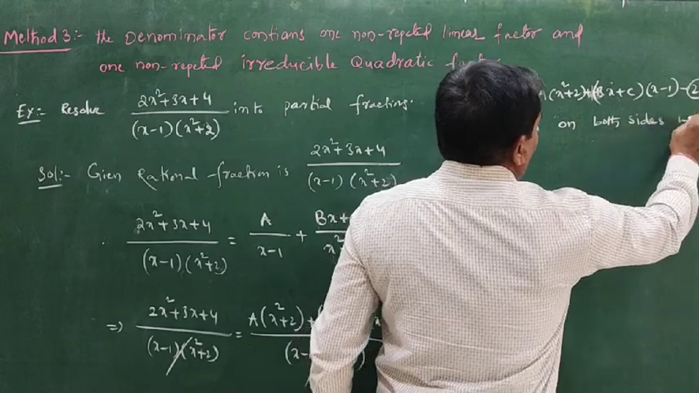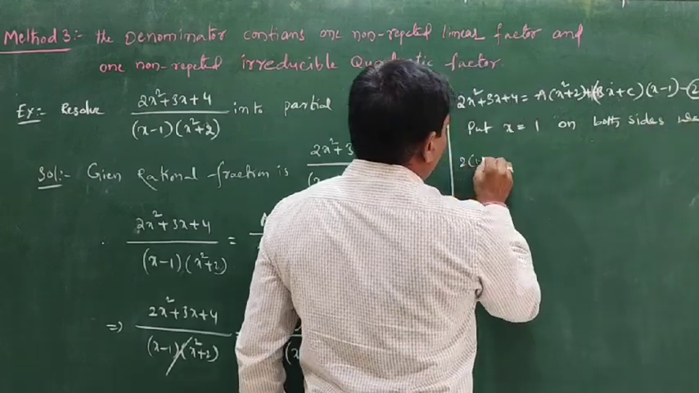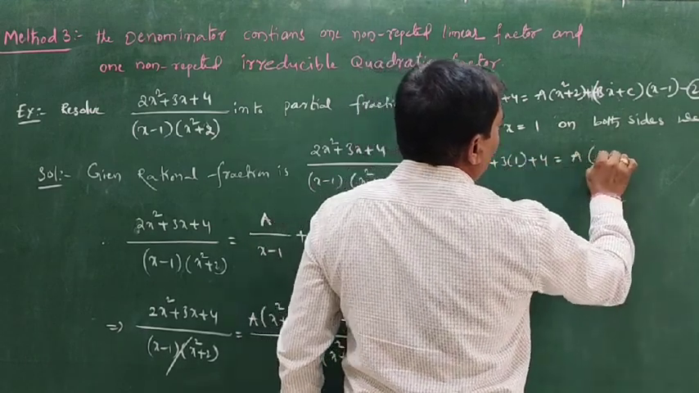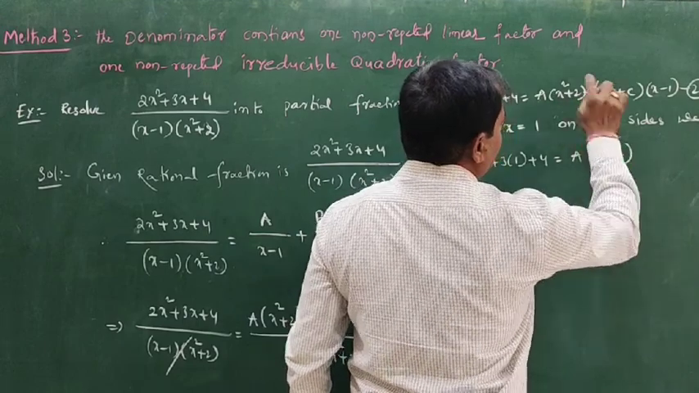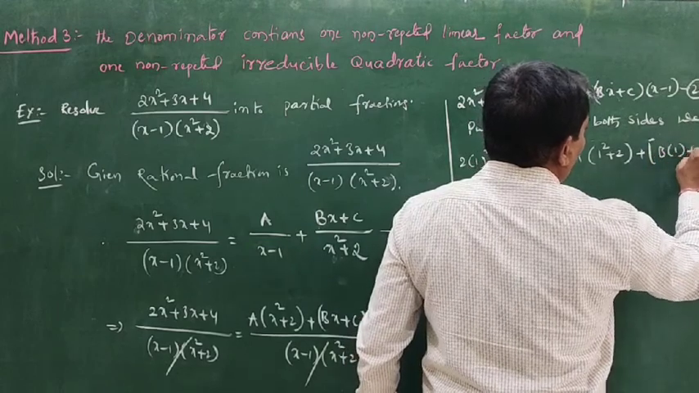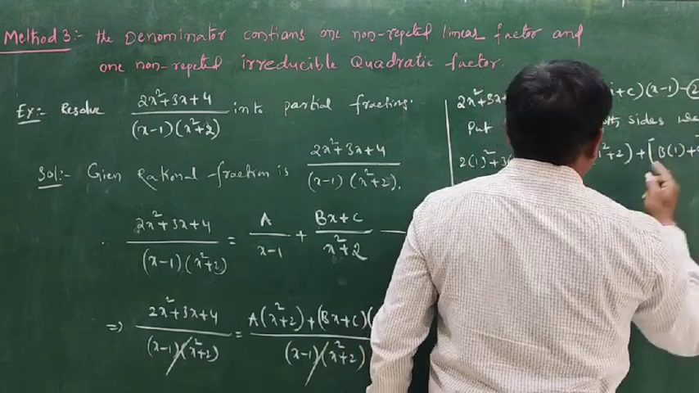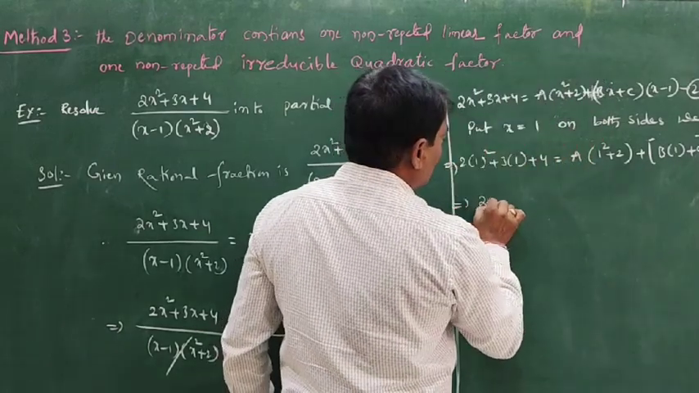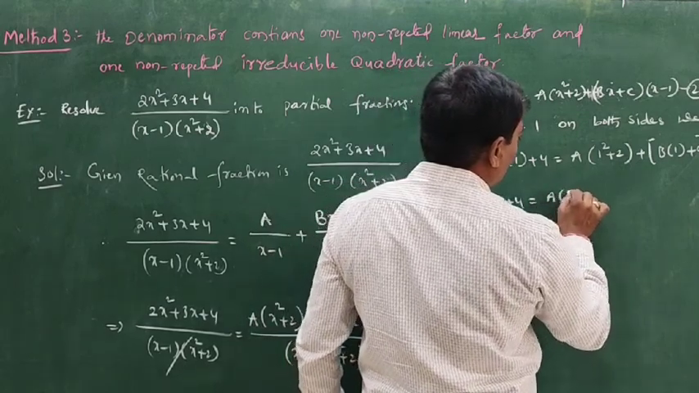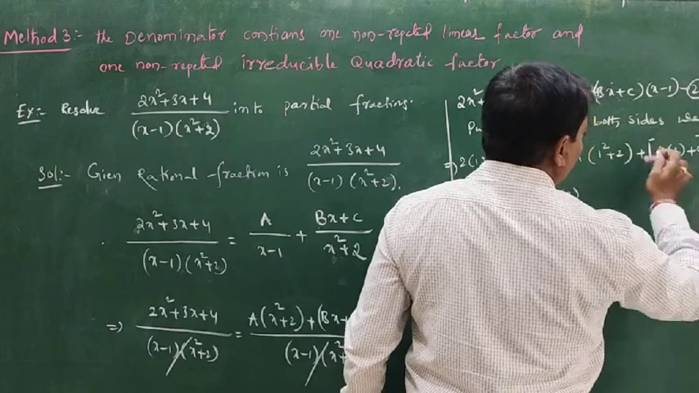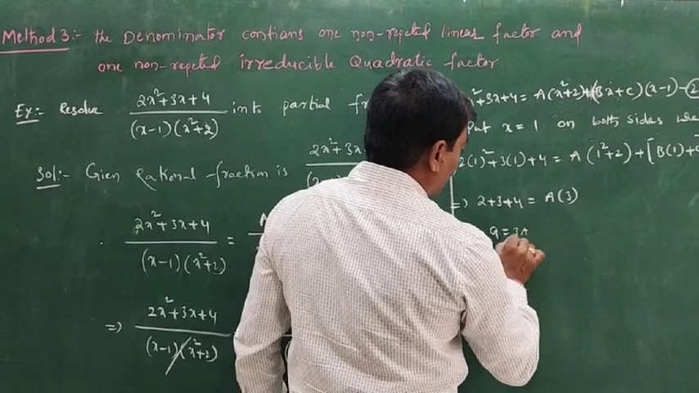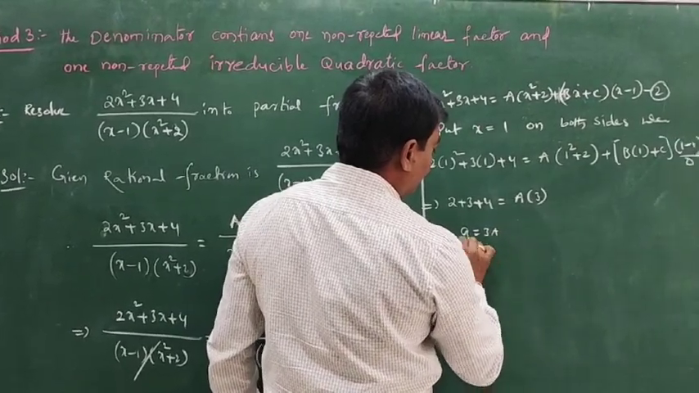On both sides we get 2(1)² + 3(1) + 4 = a(1² + 2) + b(1) + c(1 − 1). Why? Because this is x². So plus b(1) plus c(1 − 1), and this implies 2 + 3 + 4 equals a(3), and this term is completely 0. So that's why this is completely 0. And this implies 9 = 3a, and it implies a = 3.